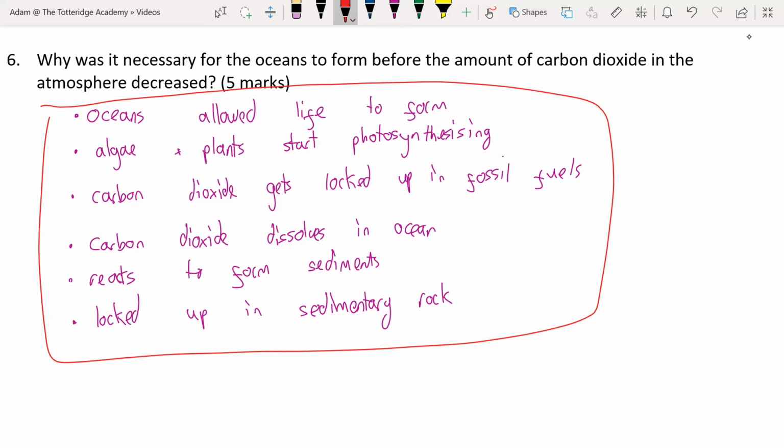In the next video, we will look at other changes to the atmosphere, including how the amount of oxygen has changed over time, and you should have a pretty good idea about that already. And we will also look at how the amount of nitrogen has changed over time.